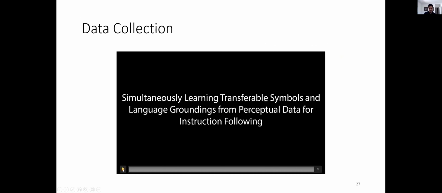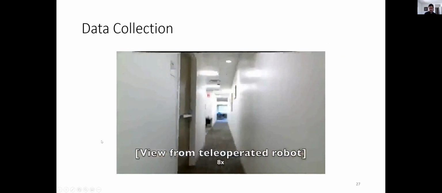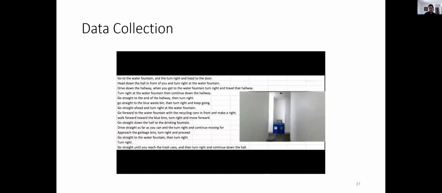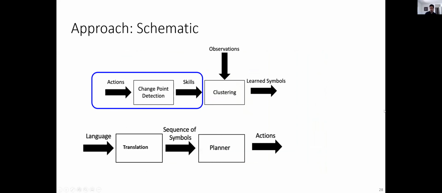So this is what our data collection pipeline looked like. We basically drove the robot around in the world, and we collected about 75 trajectories. What we collected was lidar data, and then we showed the visual data to people on Amazon Mechanical Turk, and they gave us language data that mapped to the trajectories that the agent took. Then we can take these actions and feed them to a change point detection algorithm that will give us these skills based on the actions that the agent took in the world.